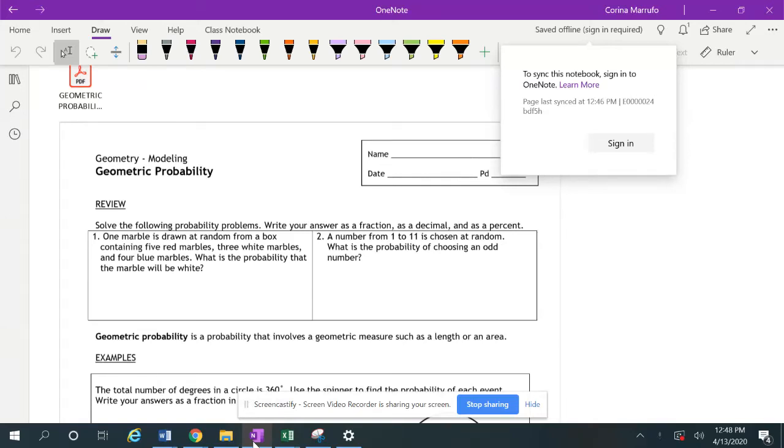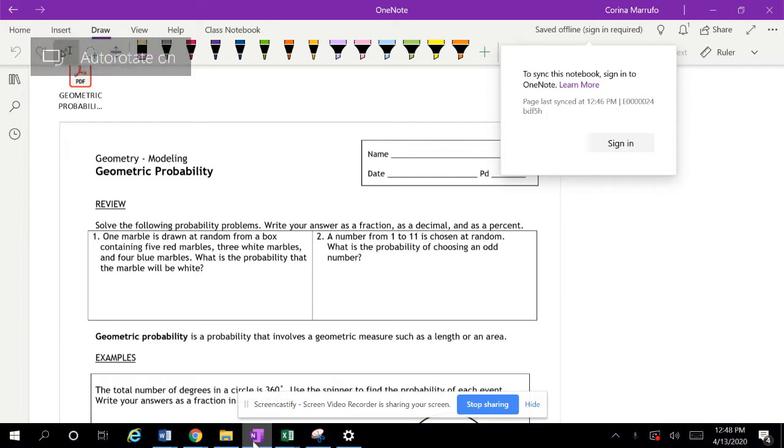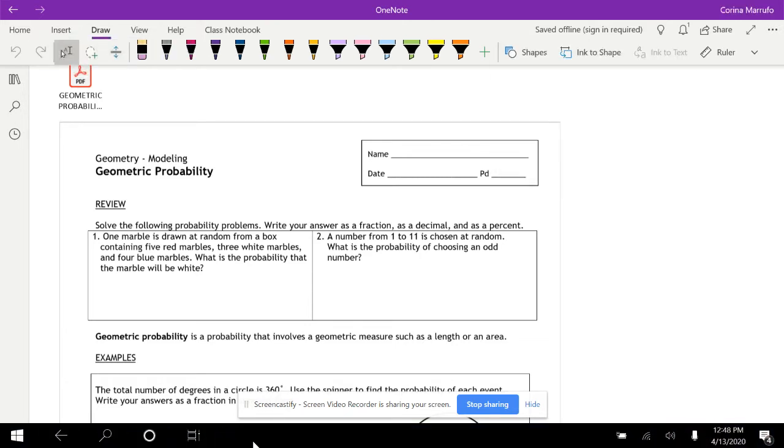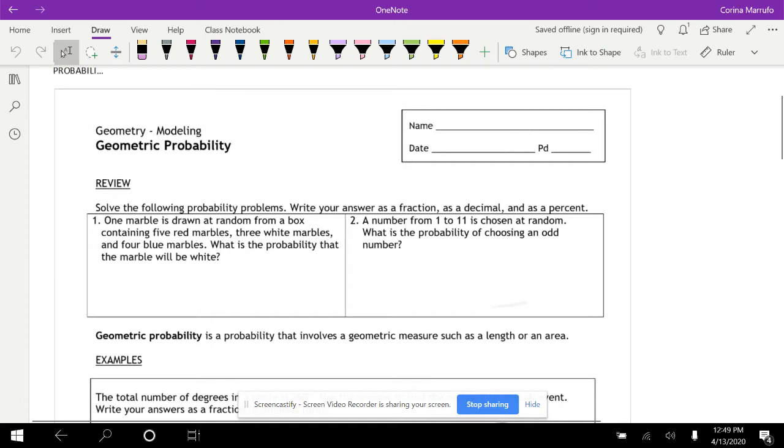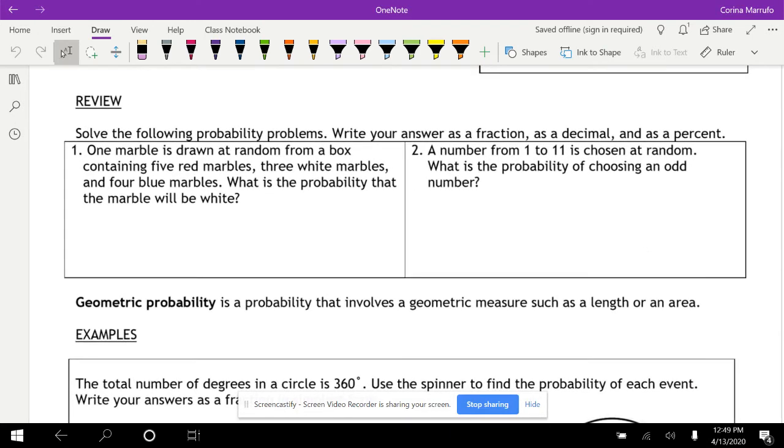All right, so we are going to do geometric probability. We'll remember it as, here's a few questions from maybe back in middle school, maybe even elementary school. It says, solve the following probability problems, write your answer as a fraction, as a decimal, and as a percent.